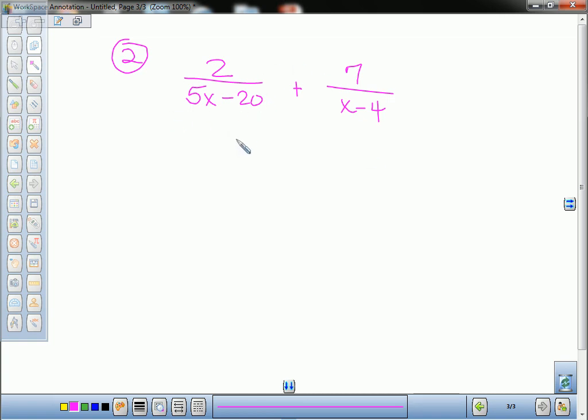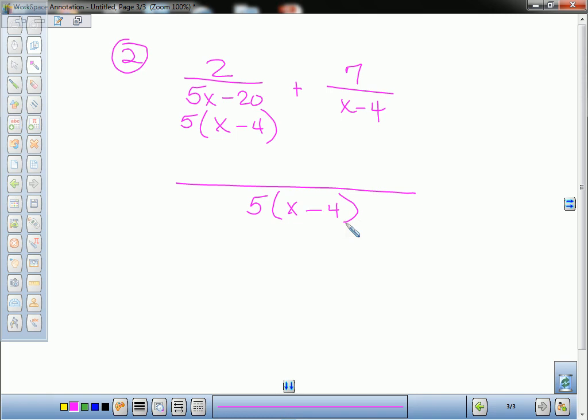Now, this one is not in factored form. So when we have an expression that is not factored, the first thing we would do is factor it. So when you're looking at your denominators, you want to factor them so that it helps you find the common denominator. Okay, so if we look at this denominator, the two factors are 5 times x minus 4. If we look at this denominator, its only factor is x minus 4. So a common denominator has to represent both. So what would it be? 5 times x minus 4. You are right.